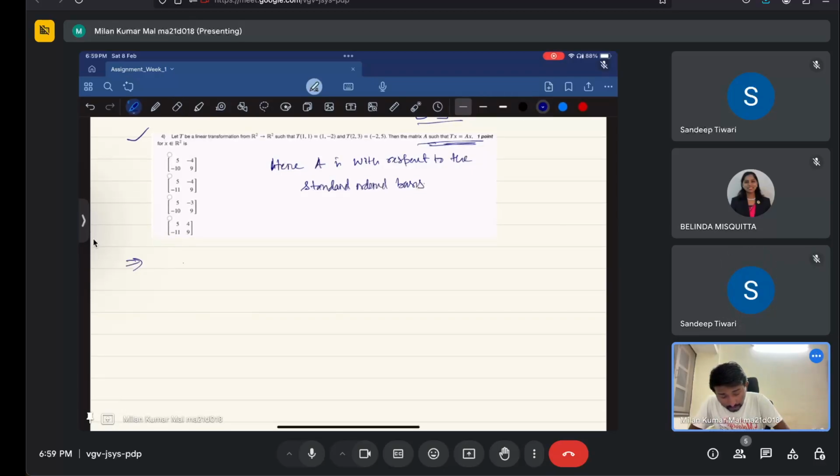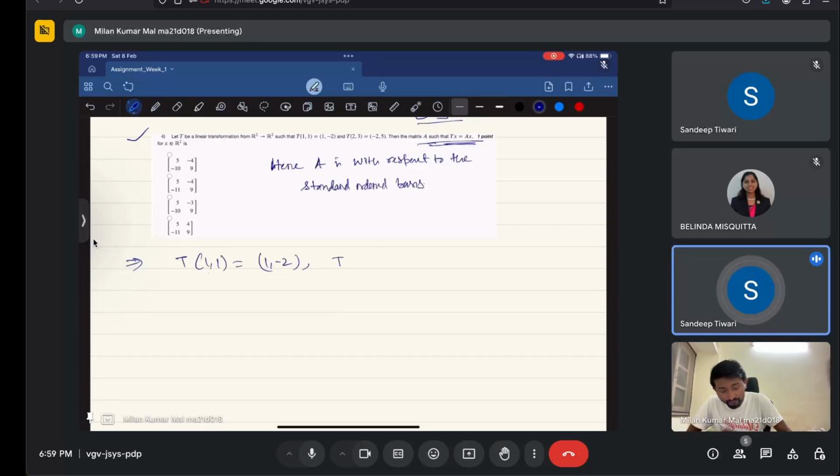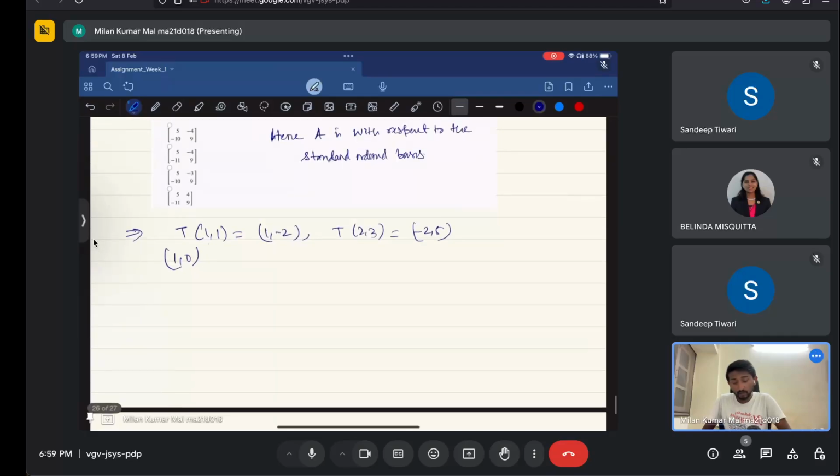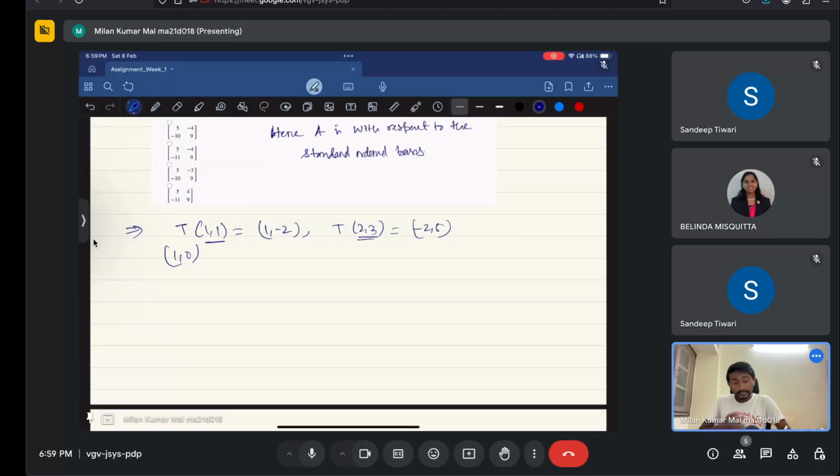So now, first I just want to know T(1,0) and T(0,1), right? But we don't know T(1,0) and T(0,1). Sir, first we express (1,0) in terms of (1,1) and (2,3). Yes, that's true. So let's write (1,0) in terms of these two vectors (1,1) and (2,3).